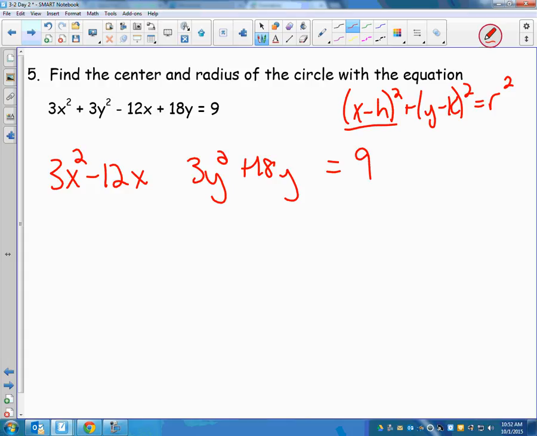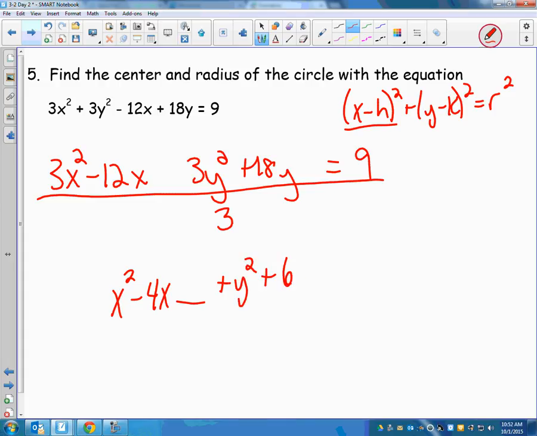It looks kind of scary, but can I divide everything by 3 first? I have to do it, because you can't complete the square if there's a number in front of your x and y. So let's divide everything by 3 with a big old division bar. And I would get x squared minus 4x, leave a space to complete the square, plus y squared plus 6y, leave a space.